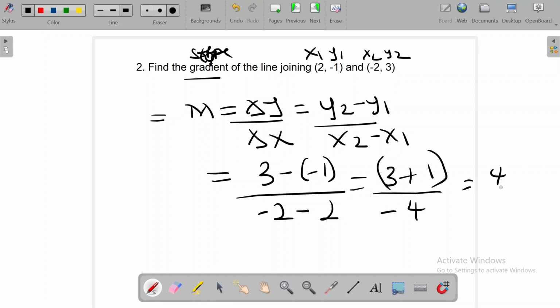This gives me 4 over negative 4. You know there's a positive sign here. It becomes positive, negative, negative. Positive divided by negative is a negative. 4 divided by 4 will give you 1. So the slope is simply negative 1.